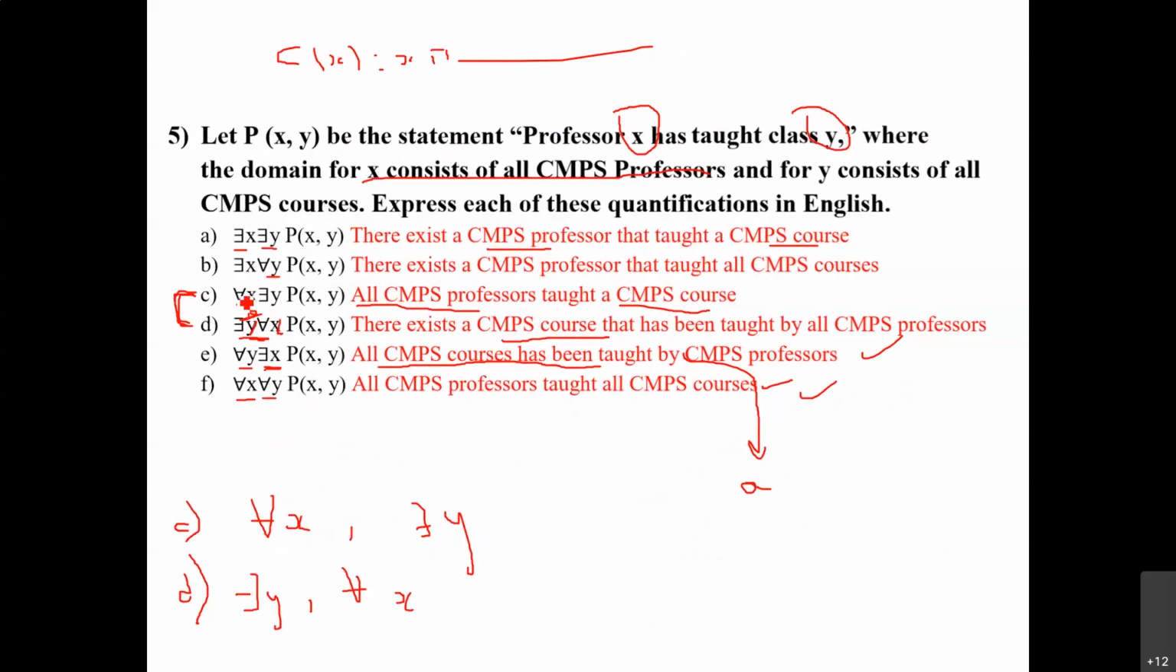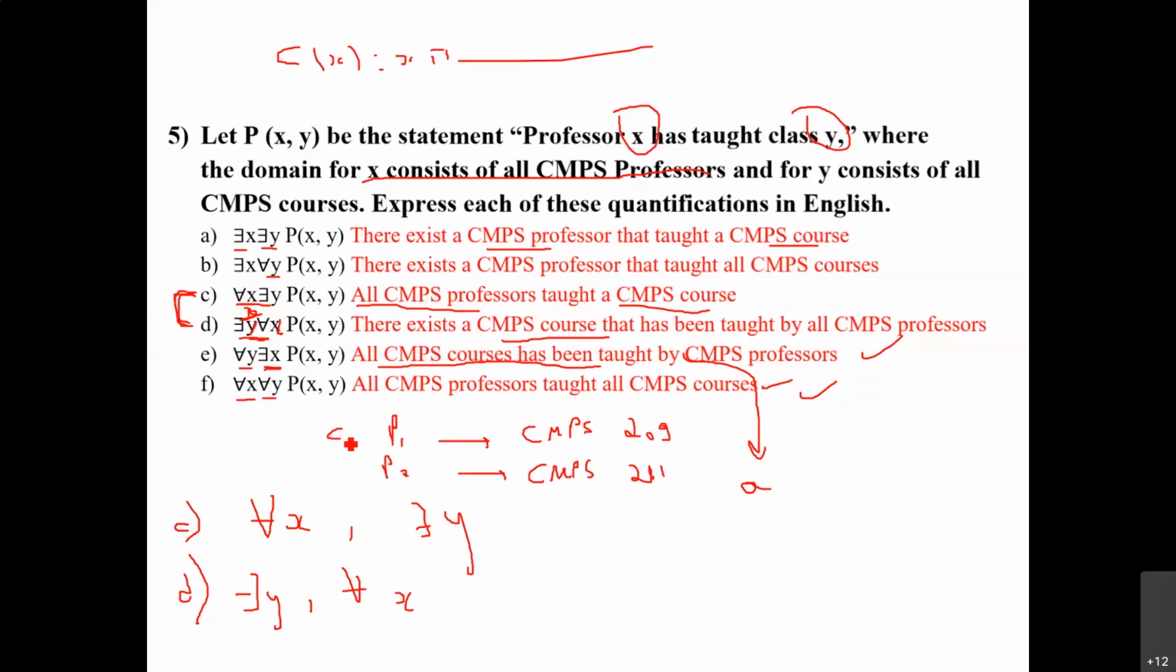Like the positioning of which quantifier you use first makes it different. So in part C, we're saying for every x, there exists y. So all CMPS professors taught a CMPS course. It could be a different course. Like you could have Professor 1 taught CMPS 209, and you have another professor that taught CMPS 211. This is just saying that all the professors have taught some course.